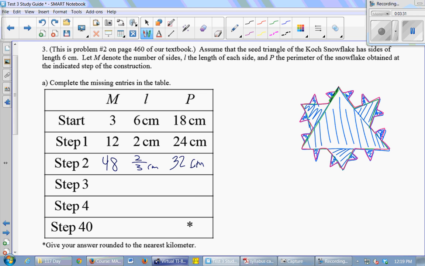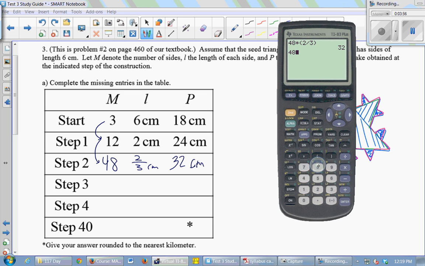Okay, so now we're getting to a point where if I'm going to add another step onto my snowflake, my triangles are going to get really small and hard to keep track of. So instead of drawing the next step, I'm going to use a pattern. I'm going to look at my pattern under the M column and say, oh, look, each time I go forward a step, the number of sides increases by a factor of 4. 3 times 4 is 12. 12 times 4 is 48. 48 times 4 is 192. 192 times 4 is 768.